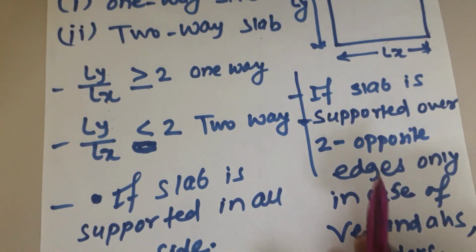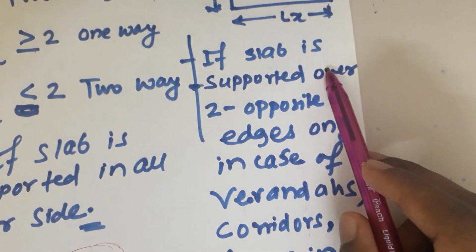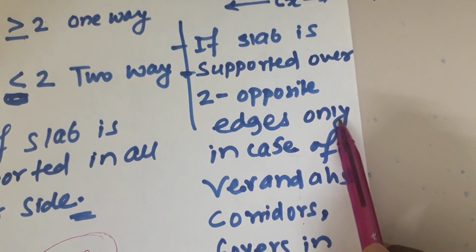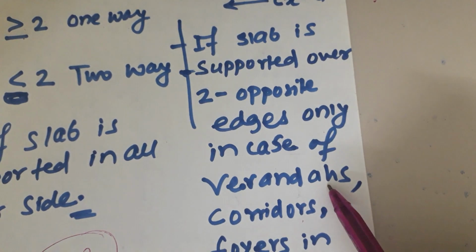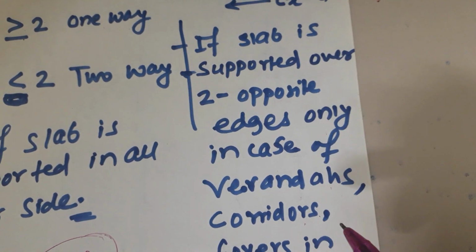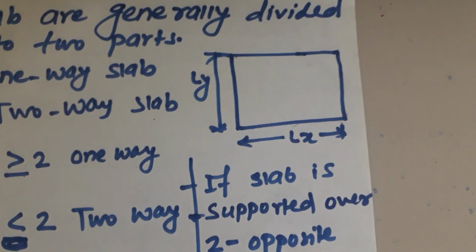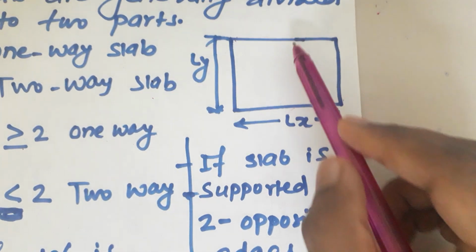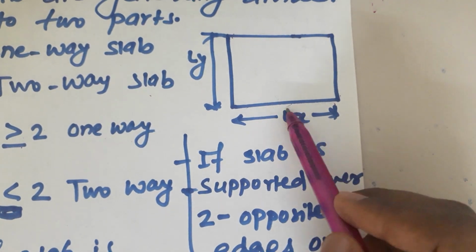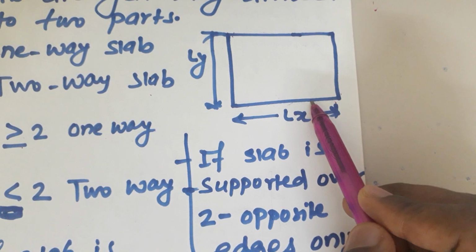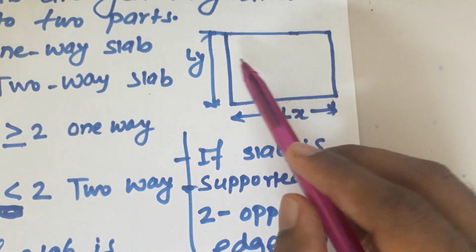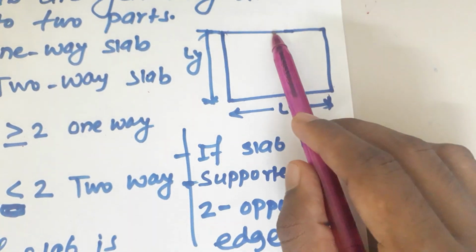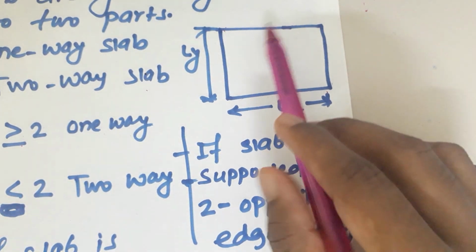The other criterion for defining a one-way slab is that if the slab is supported over two opposite edges only, such as in the case of veranda, corridor, etc., then we call it a one-way slab. Suppose this side and this side, these two opposite sides are supported, then we call it a one-way slab.